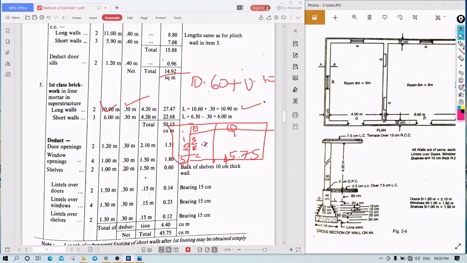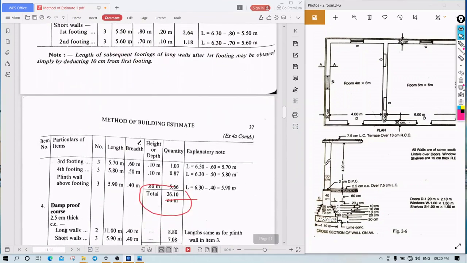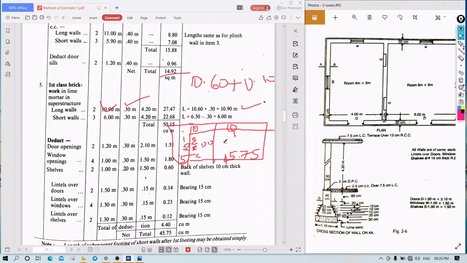So the third one is DPC. What is the quantity for DPC? It is 14.92 square meters. So you need to prepare another tabular column for the abstract of quantities, so that you can get the data quickly.